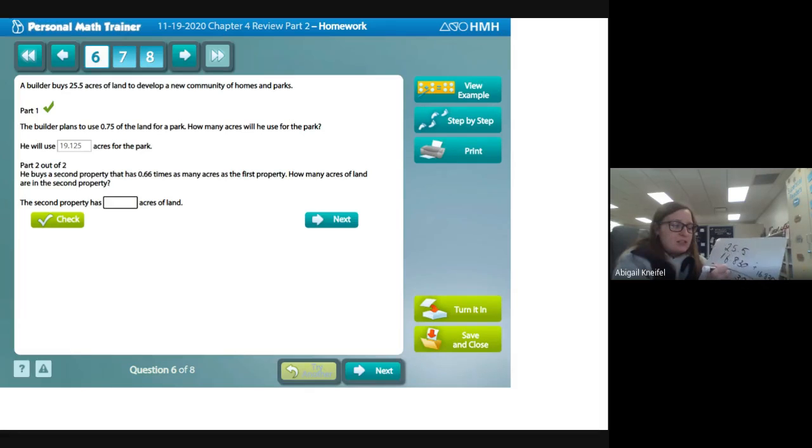5 plus 8 is 13, carry. 12, carry. So my new property has 42.33 acres.